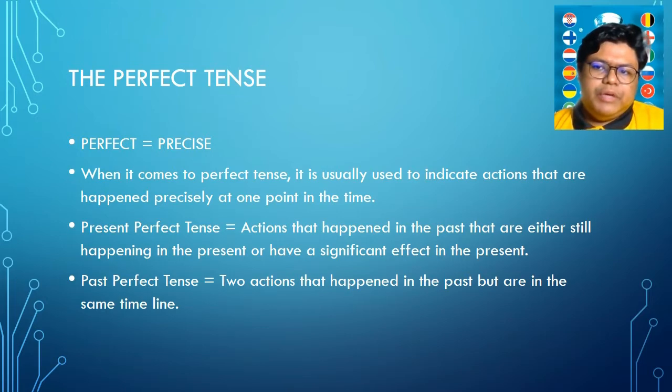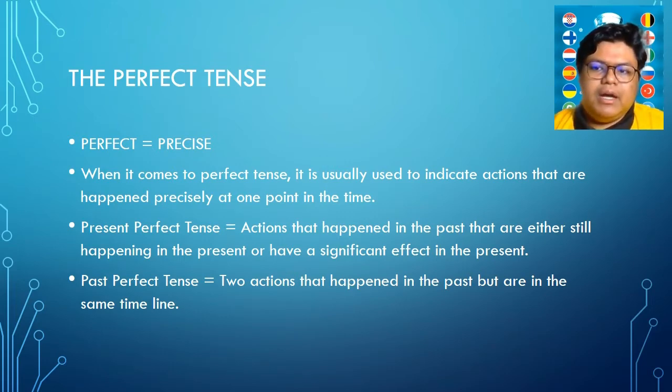Okay, before we go any further, let's discuss the perfect tense. Okay, the word perfect in perfect tense means precise, okay, tepat. When it comes to perfect tense, it is usually used to indicate actions that happen precisely at one point in the time. Okay, so kalau kita gunakan perfect tense, biasanya kita tahulah bila benda tu berlaku exactly. Okay, unlike past tense, we know it's in the past and that's it, but we don't know exactly when it is.